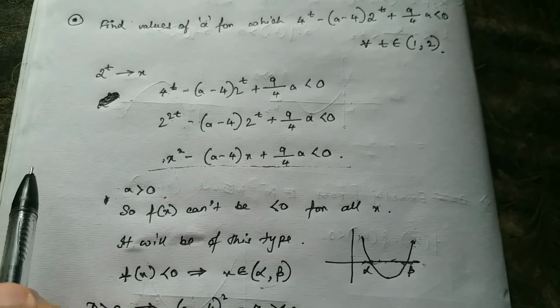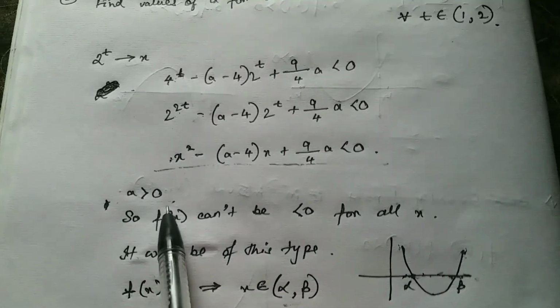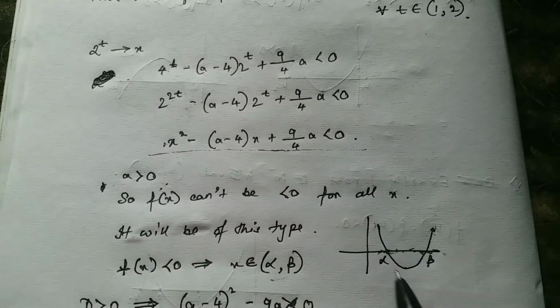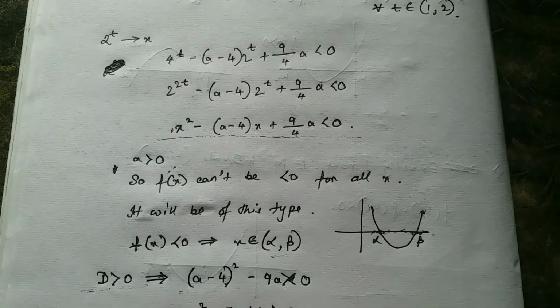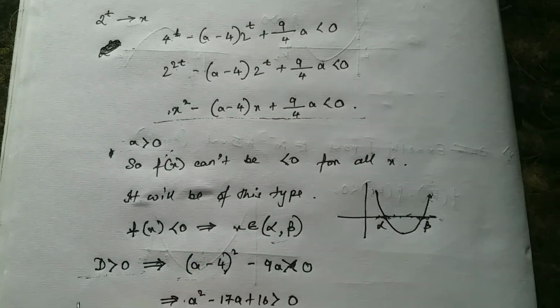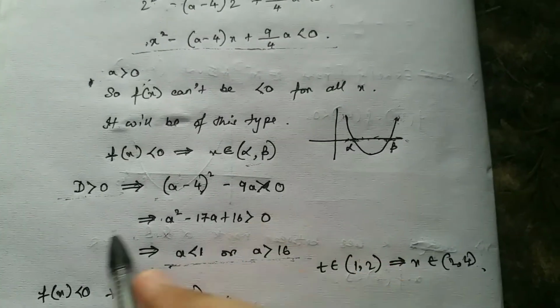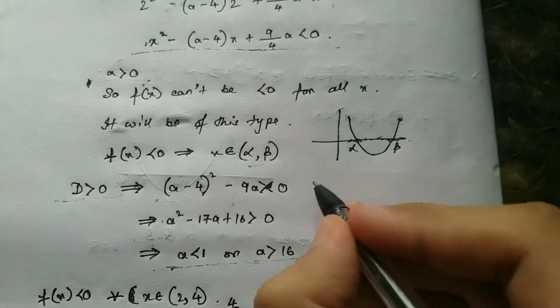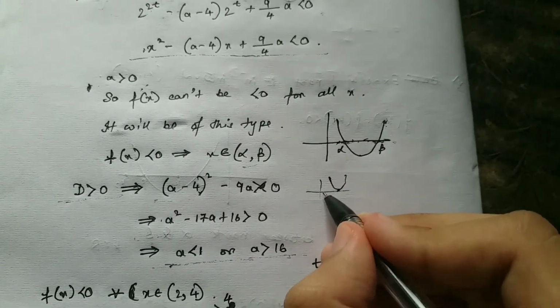If a is lesser than 0, then we could have said that the discriminant is also lesser than 0, and so f(x) is lesser than 0 for all x. But here, since a is greater than 0, we can't take that situation. We have to take this type of situation. So f(x) lesser than 0 means x has to lie between the two roots alpha and beta. D is greater than 0 now we are taking. We are not taking D greater than or equal to 0, because if D is equal to 0, then the graph would have just touched the x-axis and we would not have got the interval.